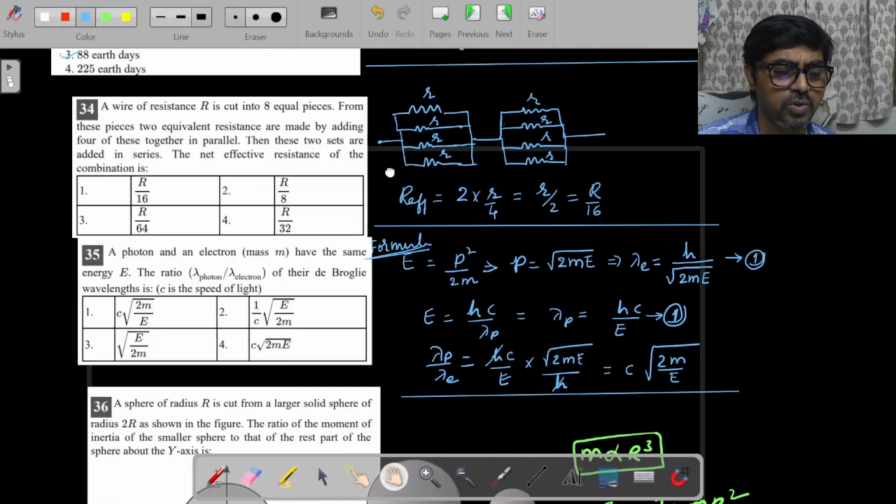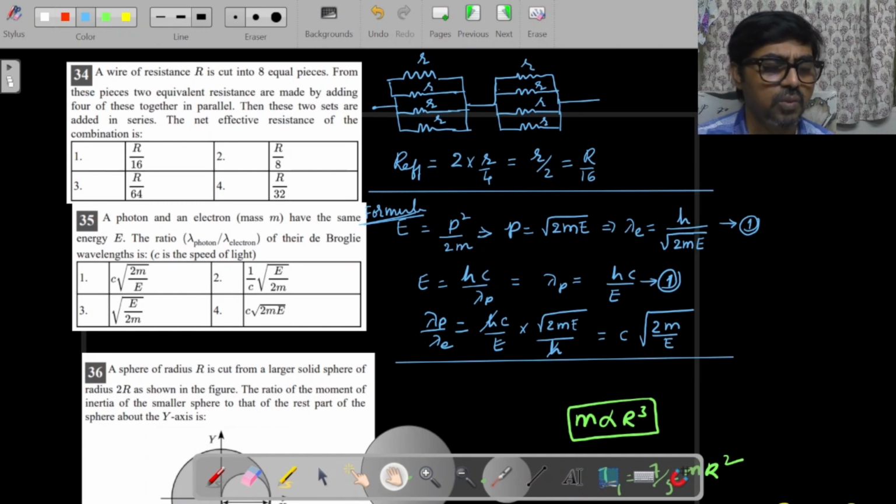Now let's go to the 34th question. A wire of resistance R is cut into 8 equal pieces. From these pieces, 2 equivalent resistances are made by adding 4 of these together in parallel, and the other 4 also in parallel. So 4 parallel and these 2 are connected in series. The net effective resistance of the combination would be?